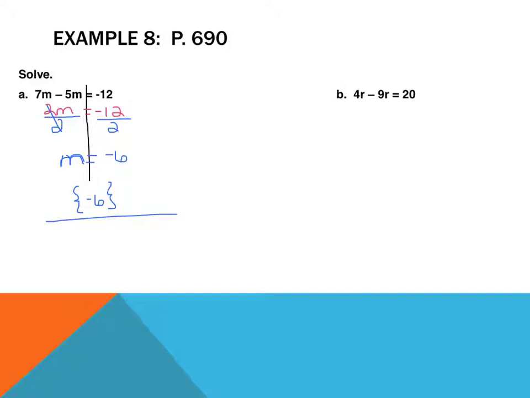Okay, when we check that, we need to plug in a negative 6 everywhere we see an m. So it's going to be 7 times negative 6 minus 5 times negative 6 equals negative 12. 7 times negative 6 is negative 42. 5 times negative 6 is negative 30. Okay, recall that a negative and a minus together makes a plus sign. So I have negative 42 plus 30.